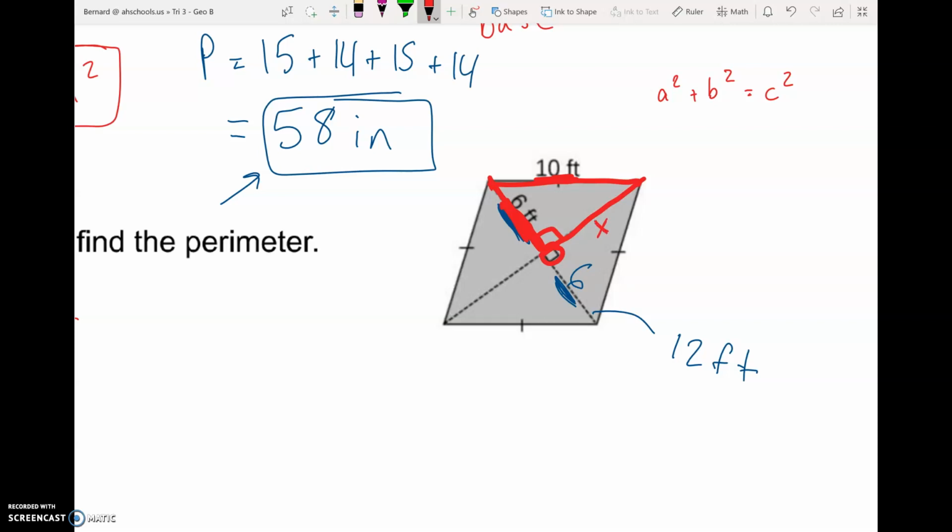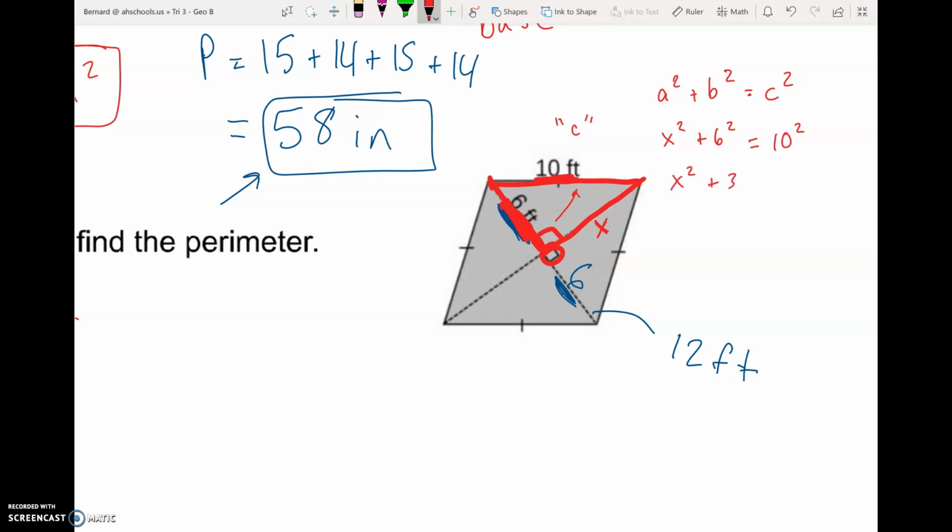Remember, the crucial thing is let's figure out which one's c, and that's always going to be across from our 90-degree angle, so that's the 10. And so right now, x and 6 are a and b. So we can solve for x by doing x squared plus 6 squared equals 10 squared. And let's find this all the way through.